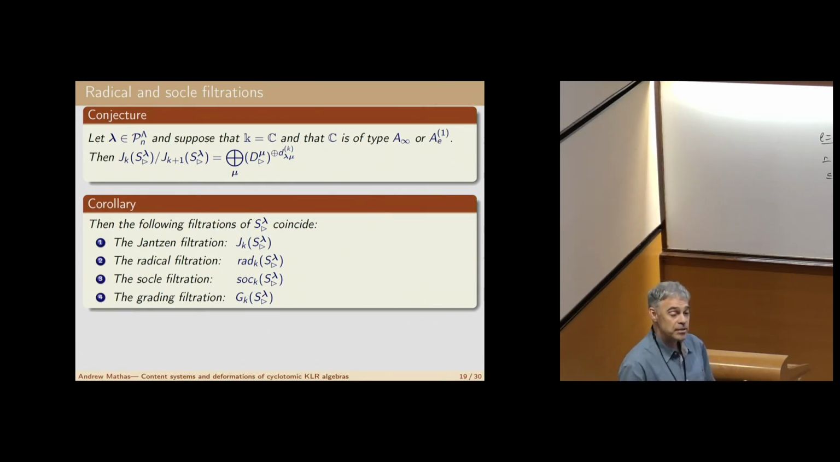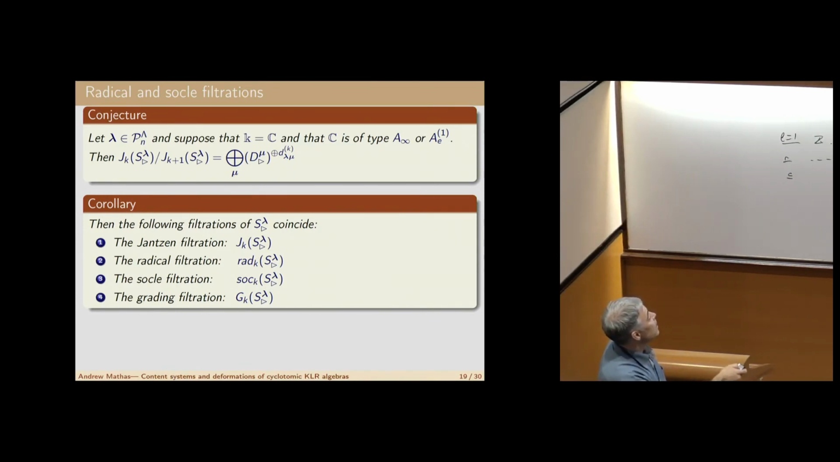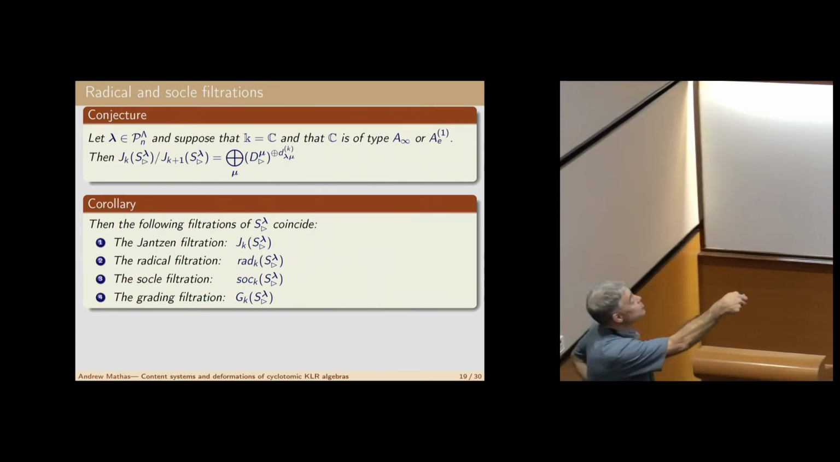And if you combine these two things, you can take the radical filtration for the Specht module. If that coincides with the graded filtration, then you can take the dual, and you'll now get an ascending filtration, which has the same multiplicities, because you can check the multiplicities if you have this conjecture, and you can actually check that the radical and socle filtrations coincide.